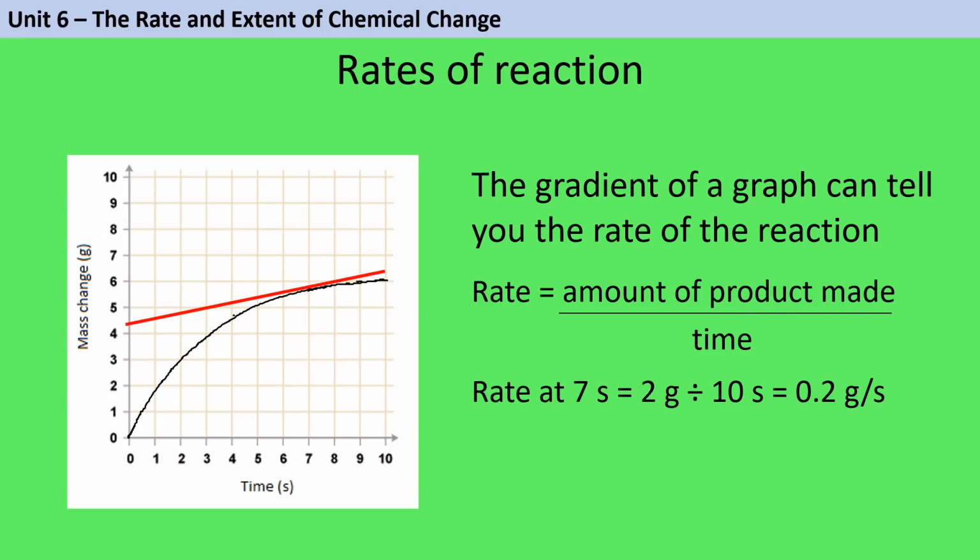But if we draw another tangent at 7 seconds, where the graph is flatter and we know the rate is slower, we can see that here the mass only changes by about 2 grams in 10 seconds, so therefore the rate is 0.2 grams per second.